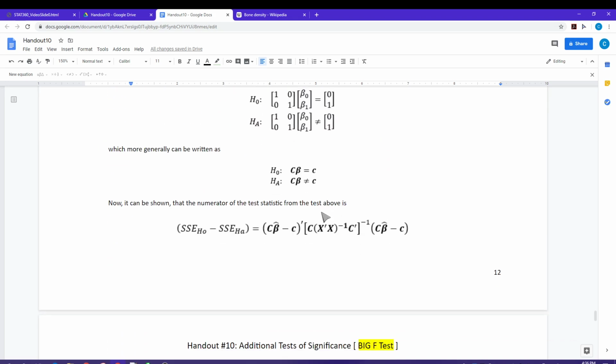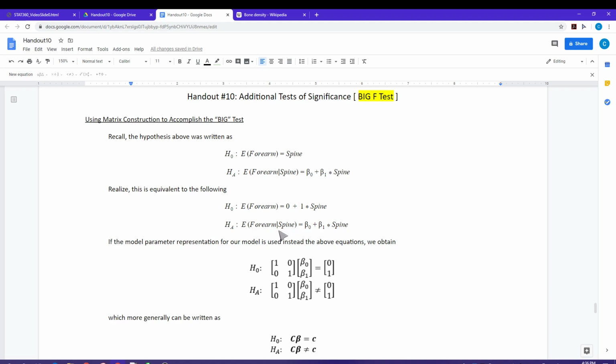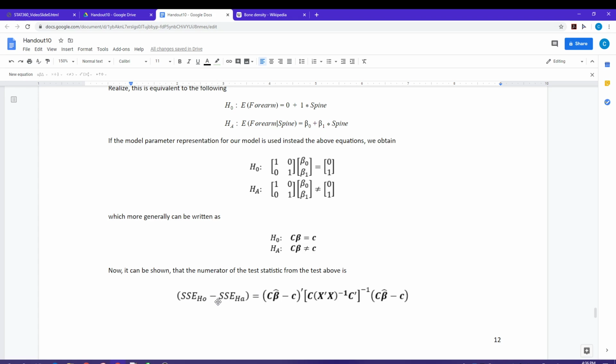On page 11 and 12 here, or 12 and 13, I give you how this test can be set up with matrices. So under H-naught here, that's what this would look like. And then under HA. That numerator calculation there, the sums of squares from under H-naught minus under HA, can be done with the following expression of matrices.